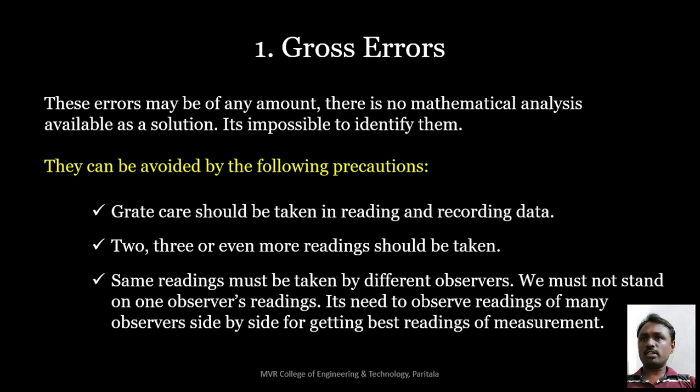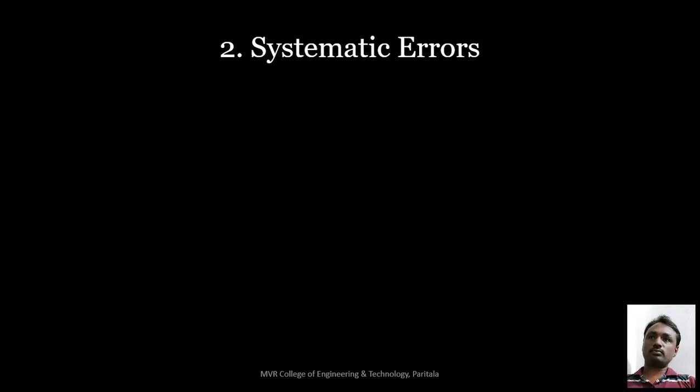errors. So this type of error can be called gross errors. These errors only occur because of human mistakes, that means not because of instruments. The second one is systematic errors. So what is the definition of these systematic errors?